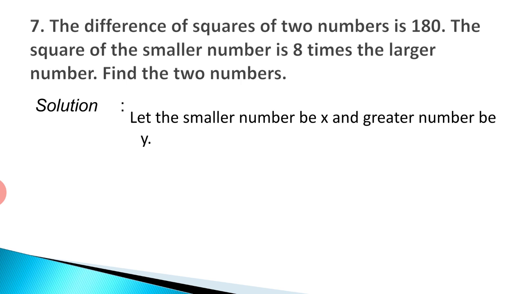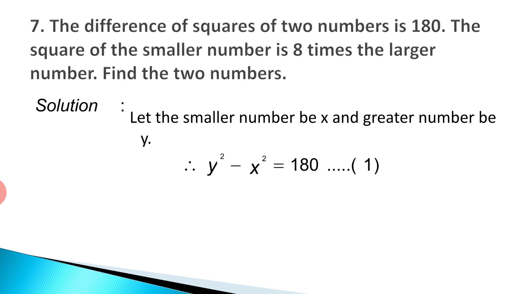Now what is the first condition? The difference of squares of two numbers is 180. So naturally the greater number will have a greater square and the smaller number will have a smaller square. So we will have the first condition as y square minus x square is equal to 180. Is it okay?